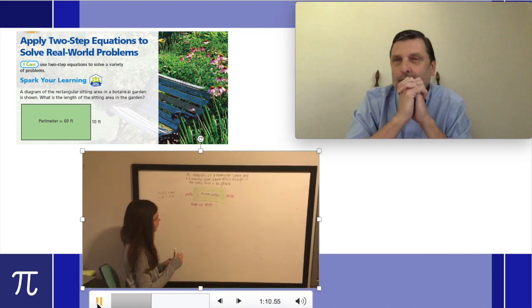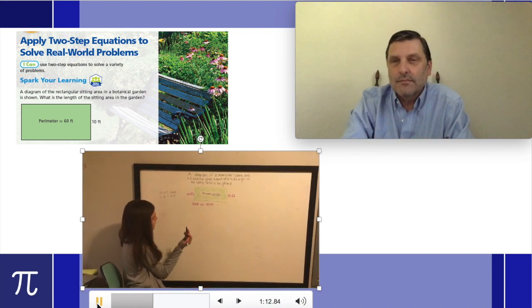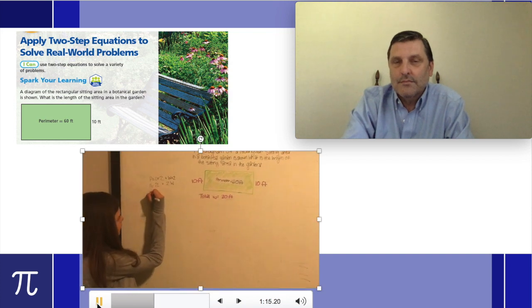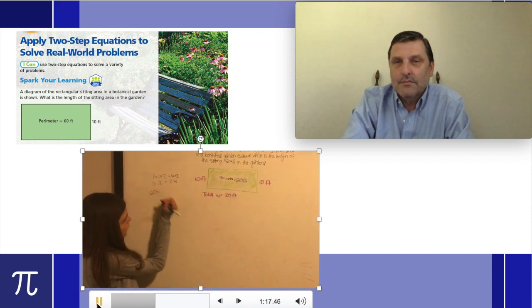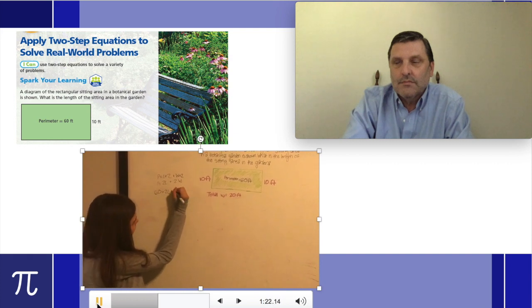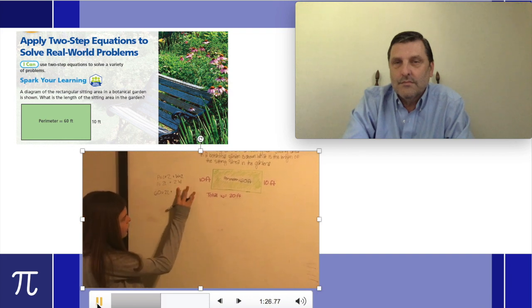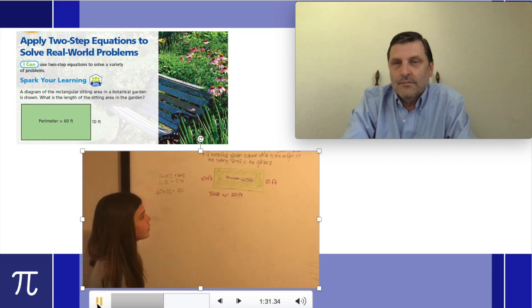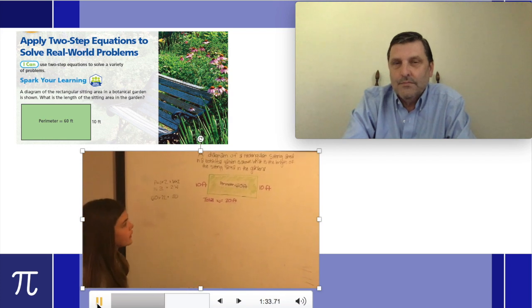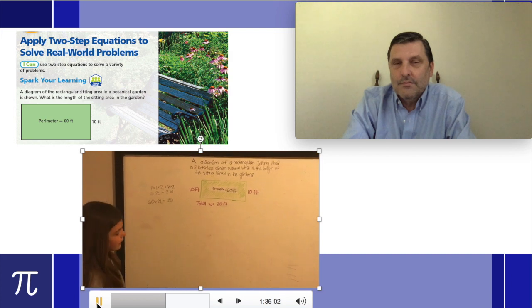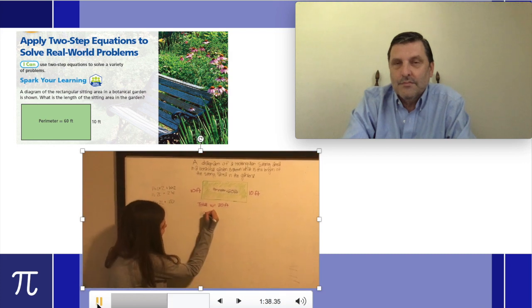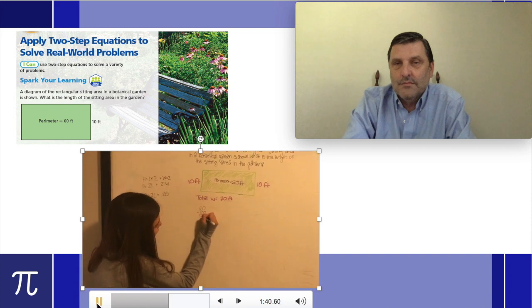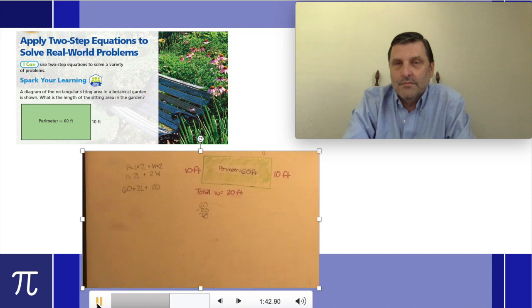So I'm going to add what I know into my equation. So my perimeter is 60 feet equals, don't know the length, plus 10 times 2, or you can just say 20. Now you have to find the total length. So I'm going to subtract the total perimeter by the total width to get the total of 40. So now I know that 40 is the total length.